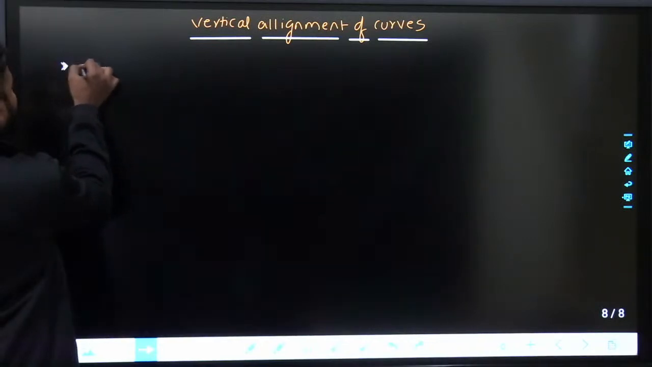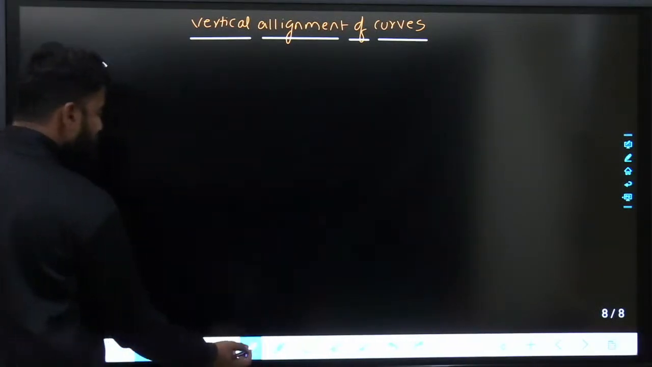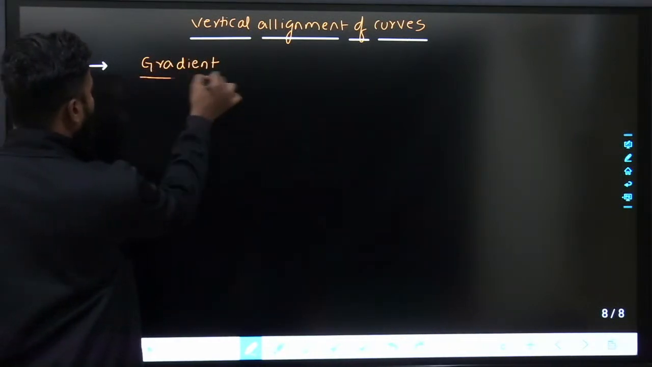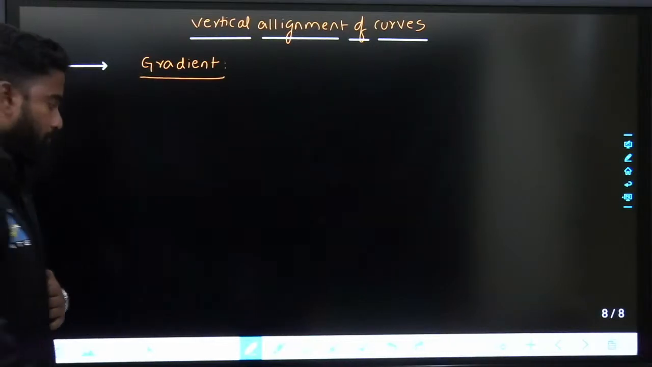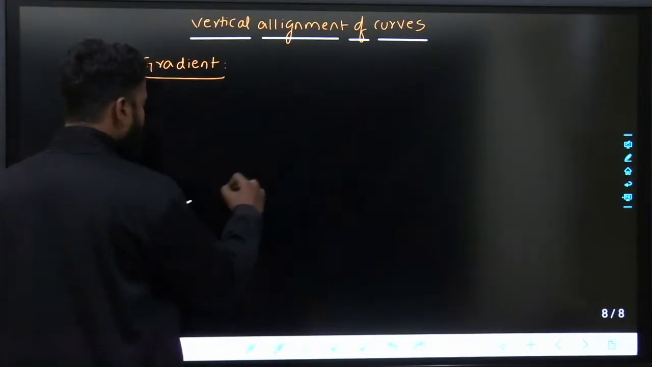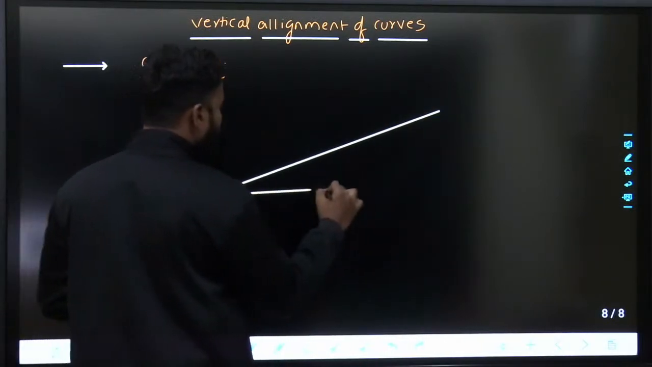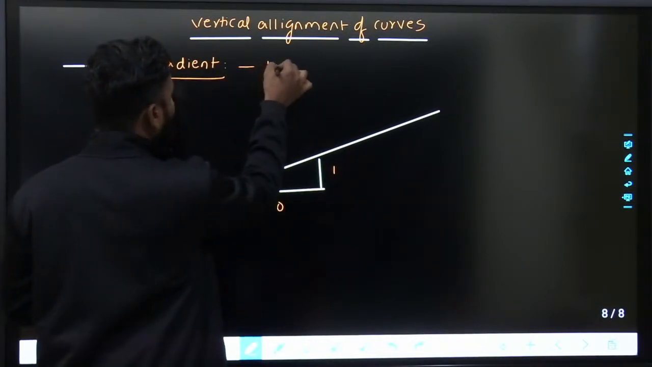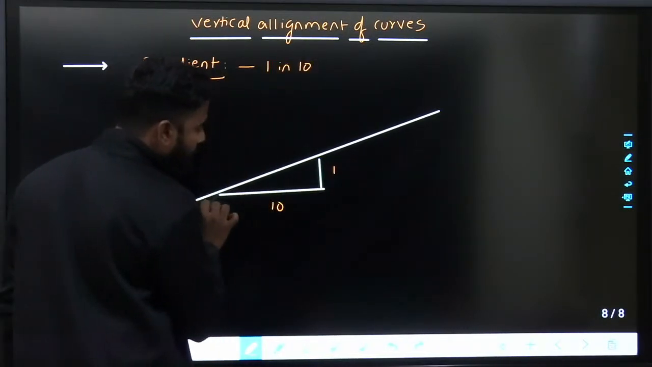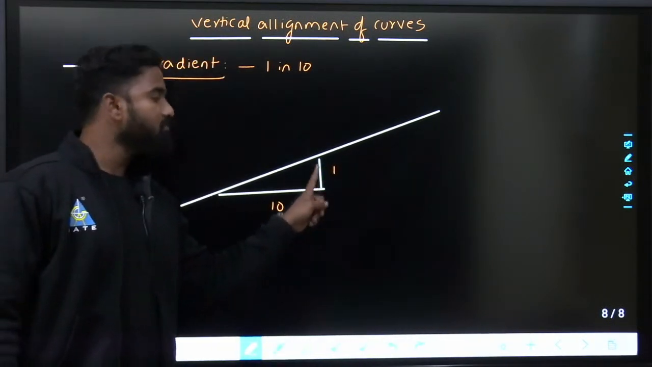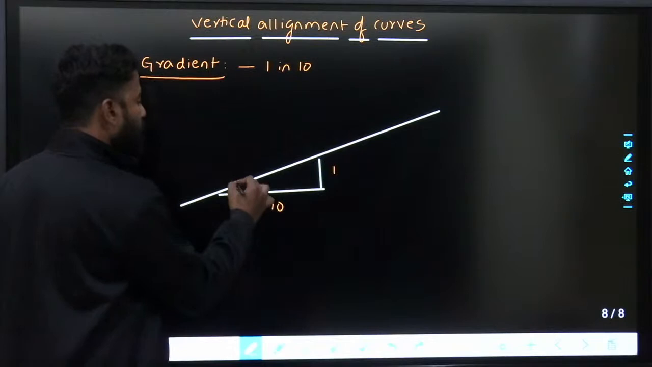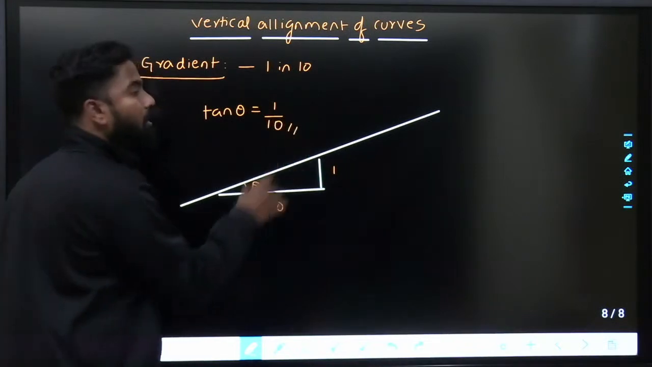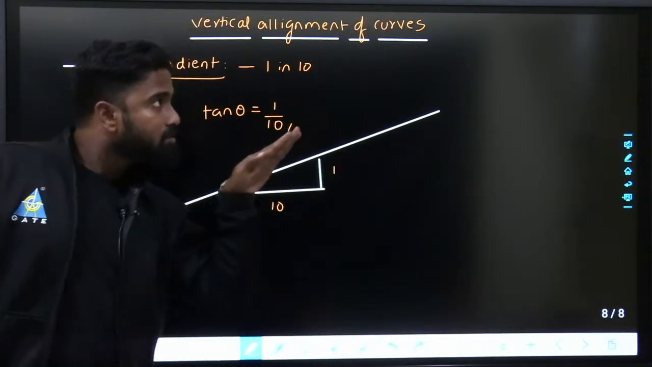In the vertical alignment of the curves, the very first thing that we have to discuss is gradient. Gradient means indirectly slope, longitudinal slope. If I say gradient is 1 in 10, that means for every 10 meters horizontal movement, there is 1 meter vertical movement. Slope is 1 in 10, so tan theta equals 1 by 10. Indirectly, it is the vertical slope like this. This is the gradient.